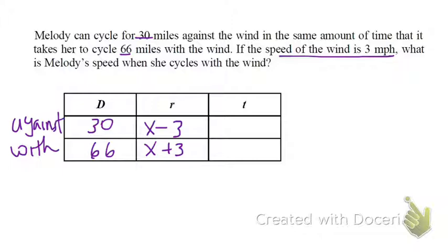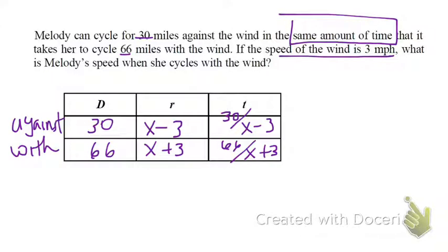Okay, your time is your distance divided by your rate. So your first one is 30 divided by the x minus 3. And your second one is your distance of 66 and with the wind. What else do we know about the time? What they tell you? The same, right? Melody can cycle against the wind in the same amount of time that it takes her to cycle 66 miles with the wind. Okay? So how would we set this up?